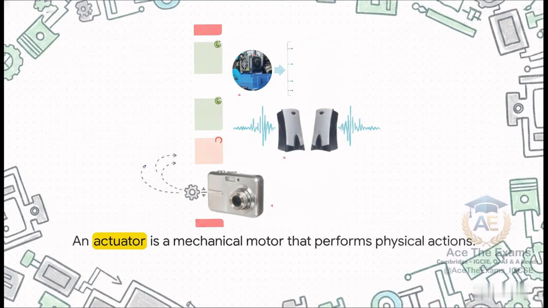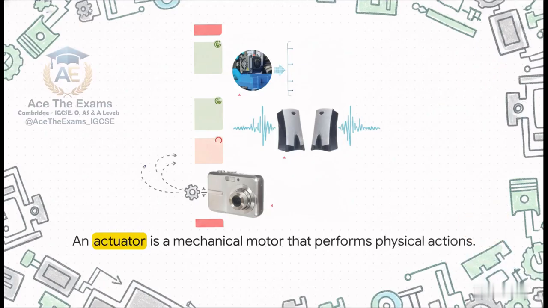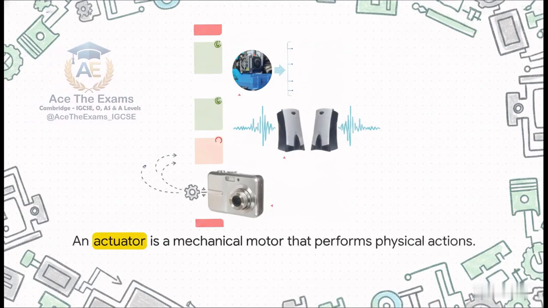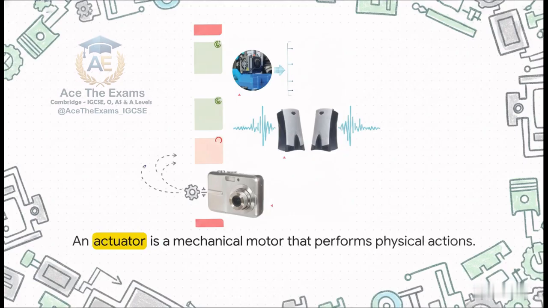A perfect everyday example of this is the tiny, precise motor hidden inside a digital camera lens. When you give the digital input to zoom, the actuator mechanically extends or retracts the physical lens.